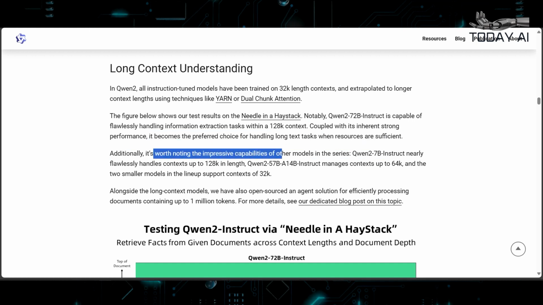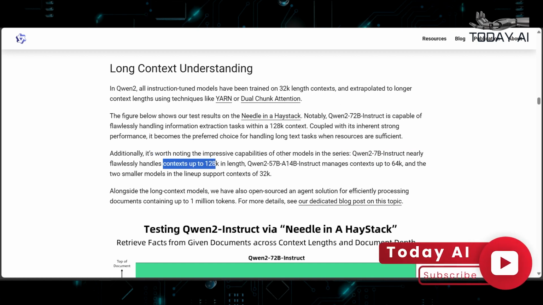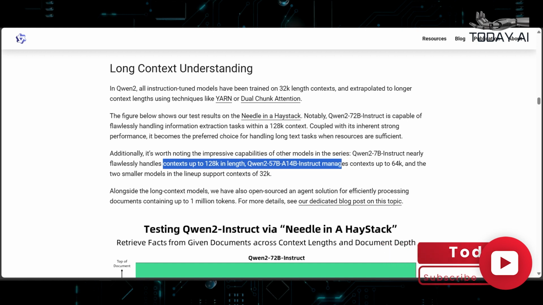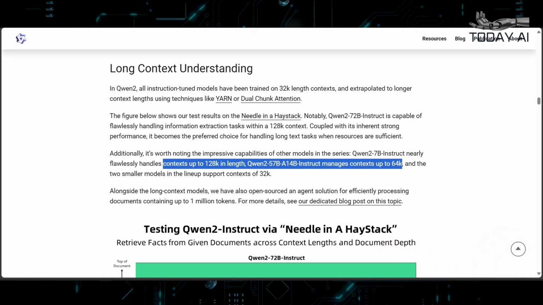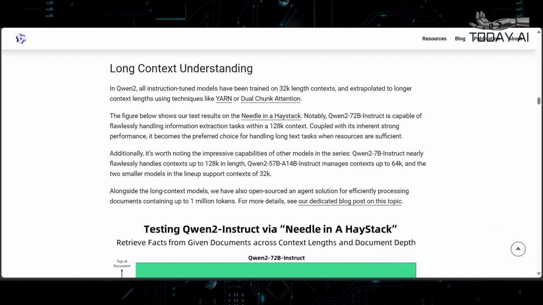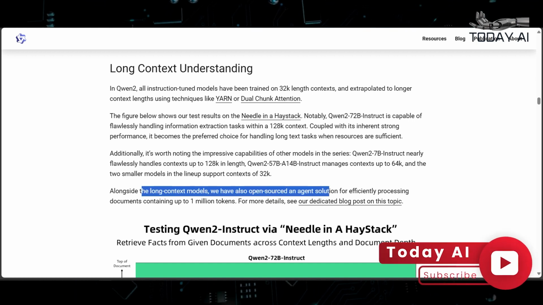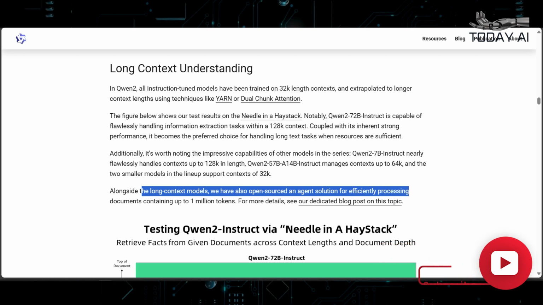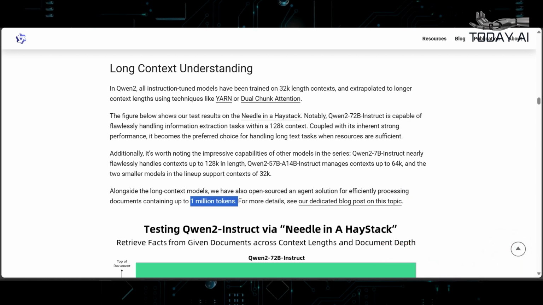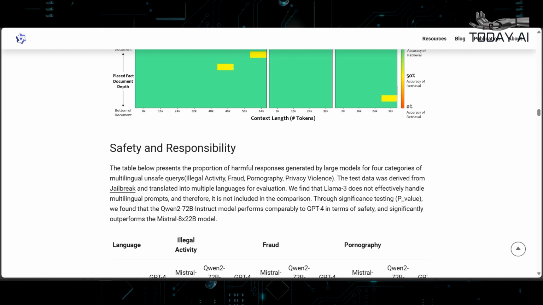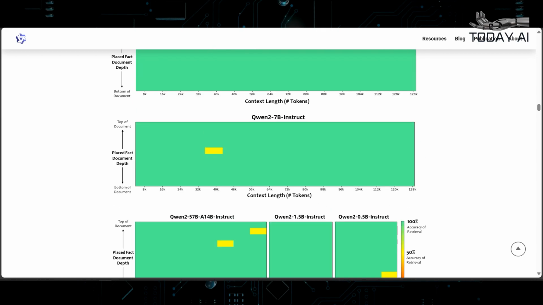Additionally, it's worth noting the impressive capabilities of other models in the series. Qwen2-7B-Instruct nearly flawlessly handles contexts up to 128K in length. Qwen2-57B-A14B-Instruct manages contexts up to 64K, and the two smaller models in the lineup support contexts of 32K. Alongside the long context models, we have also open-sourced an agent solution for efficiently processing documents containing up to 1 million tokens. For more details, see our dedicated blog post on this topic.